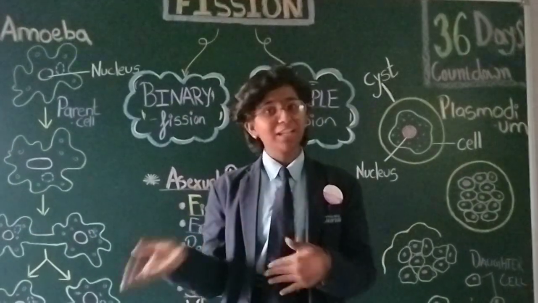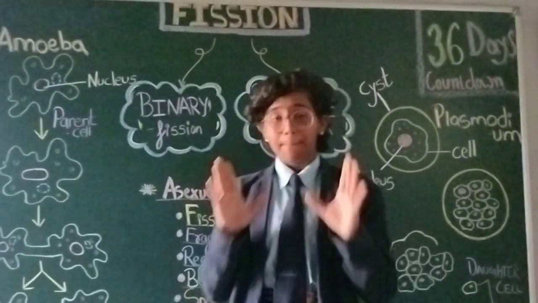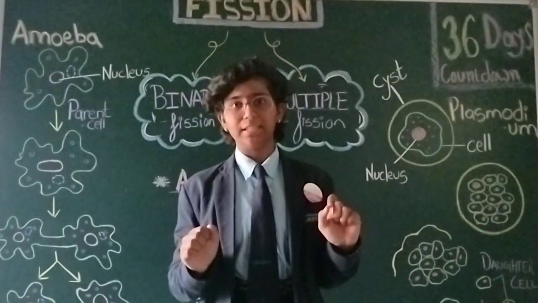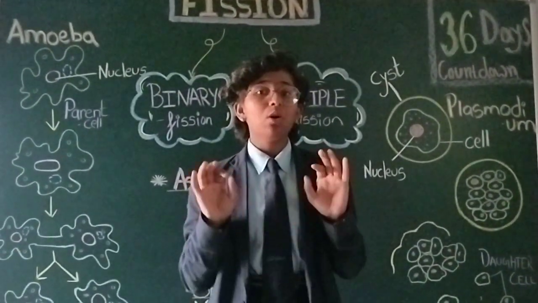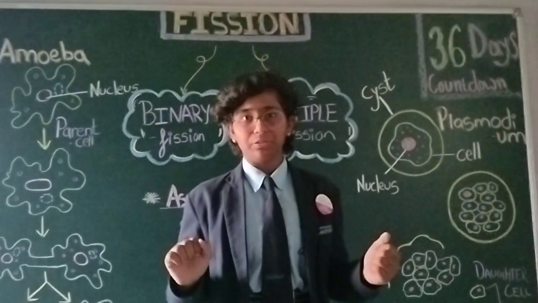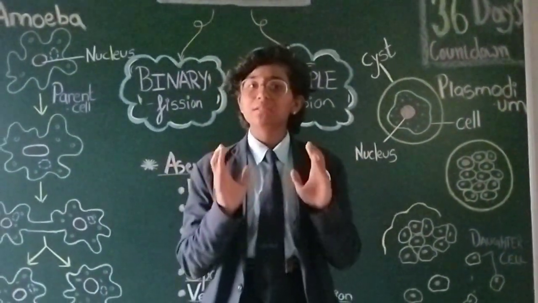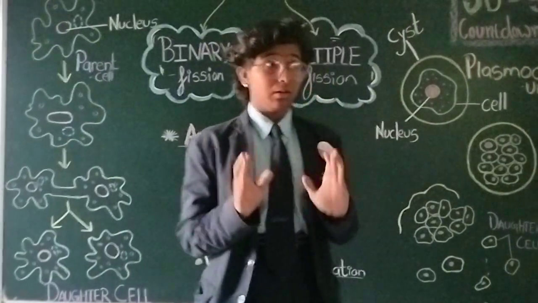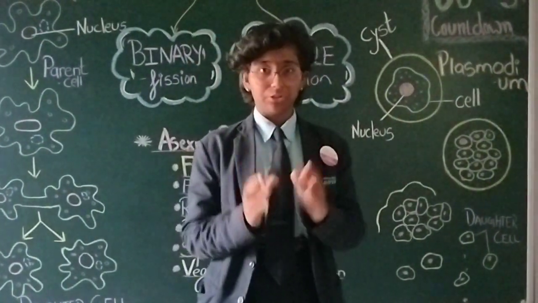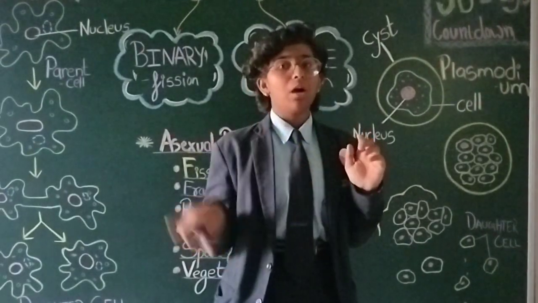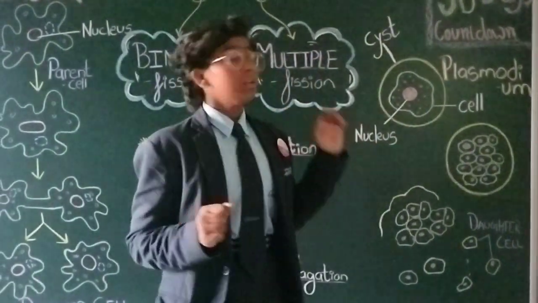Now let's move to the second type of fission, that is multiple fission. Multiple fission occurs in a few organisms, and it is not only for reproduction but also a response to unfavorable conditions. For example, Plasmodium, which causes malaria. During unfavorable conditions, it develops a protective cover around its body, which is known as a cyst.